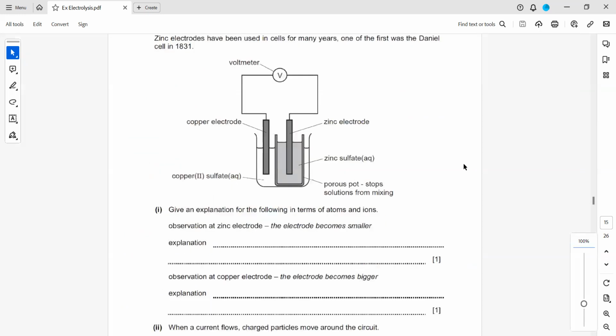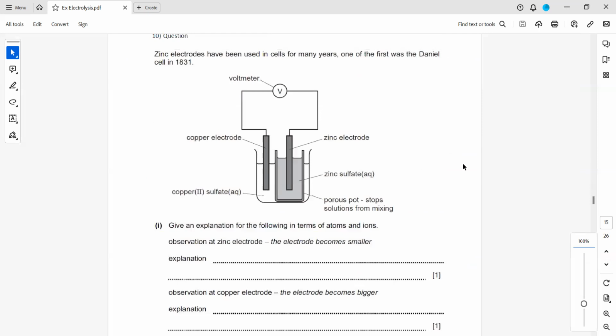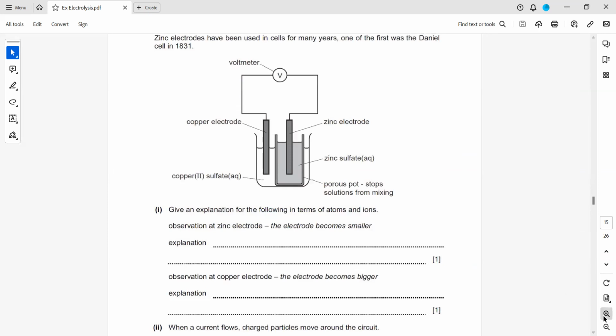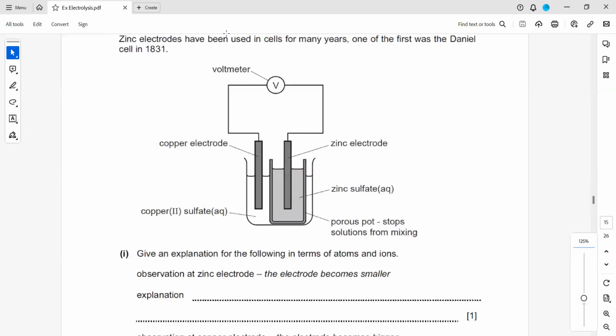This is a cell which is used. The zinc electrode has been used in cells for many years. One of the first was the Daniell cell in 1831. Usually in a chemical cell you have acid as electrolyte, but in some cases you also have a salt solution. How will this cell work?